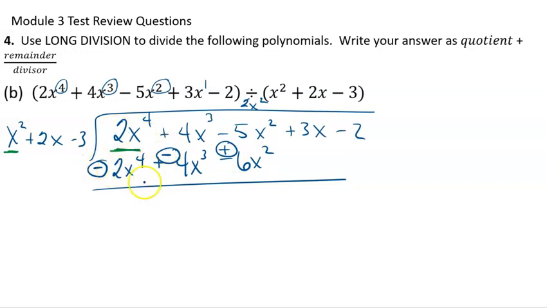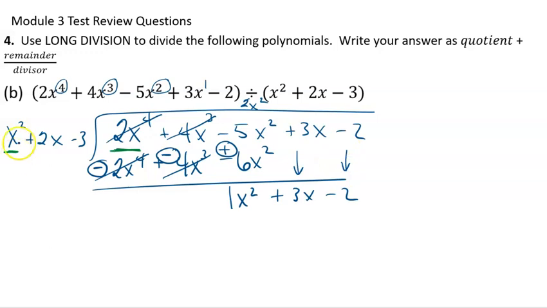2x to the fourth added to a negative 2x to the fourth, those cancel. 4x to the third added to a negative 4x to the third, hey, they cancel too, that's nice. Negative 5x squared added to a positive 6x squared is 1x squared, or x squared if you like that better. 3x minus 2. I just bring down all the remaining terms.